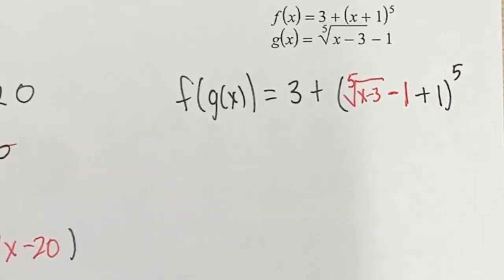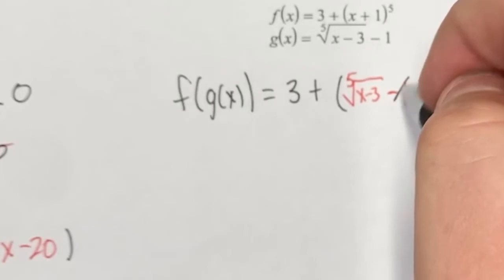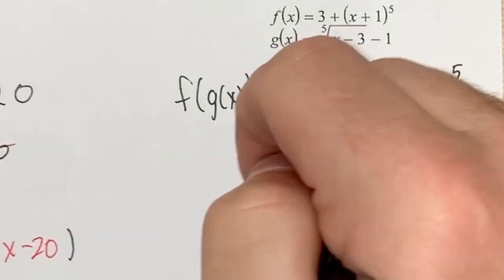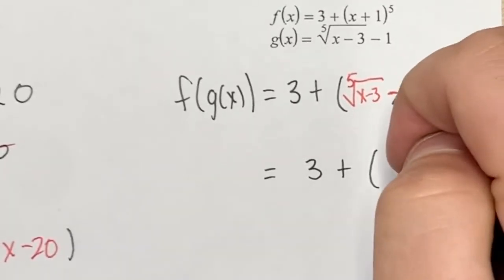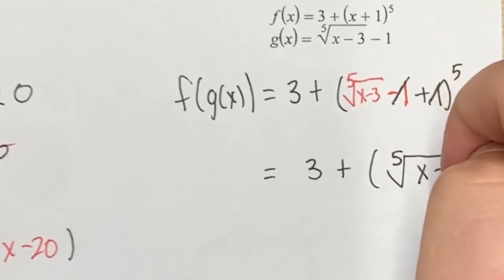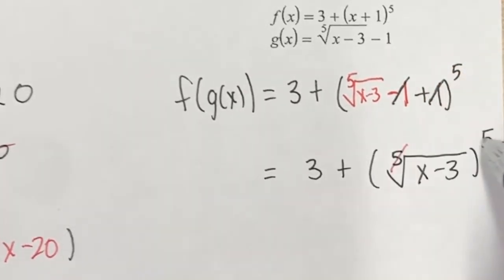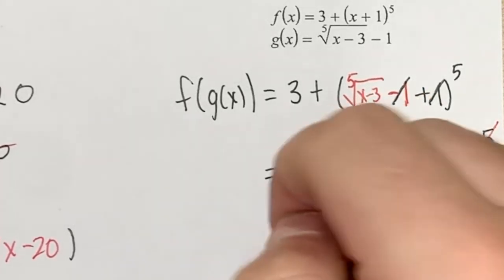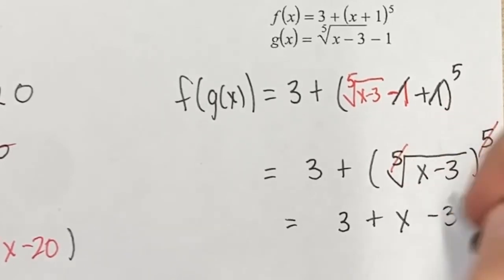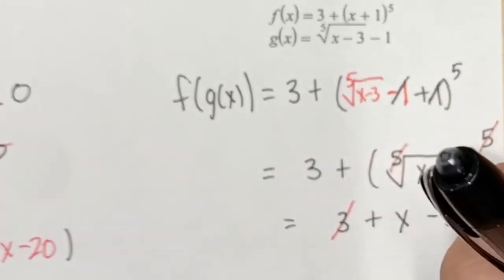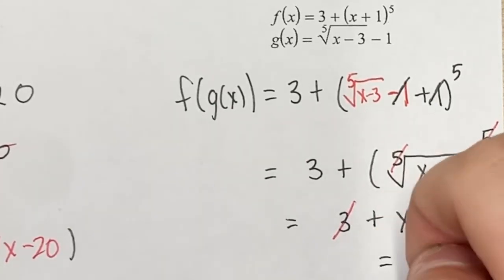Things are going to start canceling out very quickly, but if we're going to show that things cancel out, we need to show it step by step so that our teacher or whoever's looking at our paper can tell which step we did. The negative 1 and the positive 1 cancel first, so we get 3 plus the quantity to the 5th power would be the 5th root of x minus 3. In this case, the 5th root and the 5th power would undo each other, and we're left with 3 plus x minus 3. And now the x's would cancel out, and we are left with x.